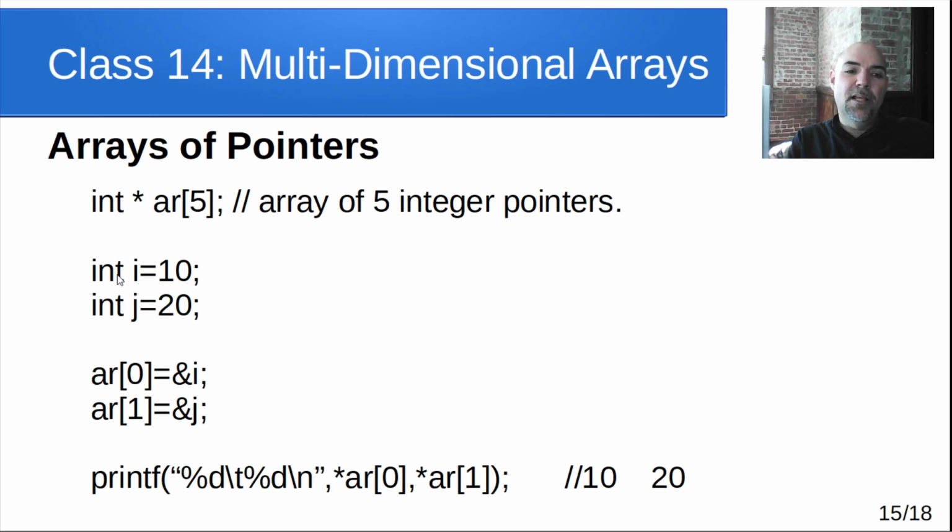So here's some example code. Int i, int j, AR sub 0 is going to hold the address of i. AR sub 1 is going to hold the address of j. So this is just holding the addresses of these two integer variables. And it can do that because it has spaces for 5 addresses to be stored. And now I can print those out and say, give me the thing pointed to by AR sub 0. Well, AR sub 0 is the address of i, which is holding 10. So the thing pointed to by that is 10. The thing pointed to by AR sub 1, that AR sub 1 is holding the address of j. So the thing pointed to by that gives me j, gives me 20. So arrays of pointers can be useful, as we'll see here in a second.